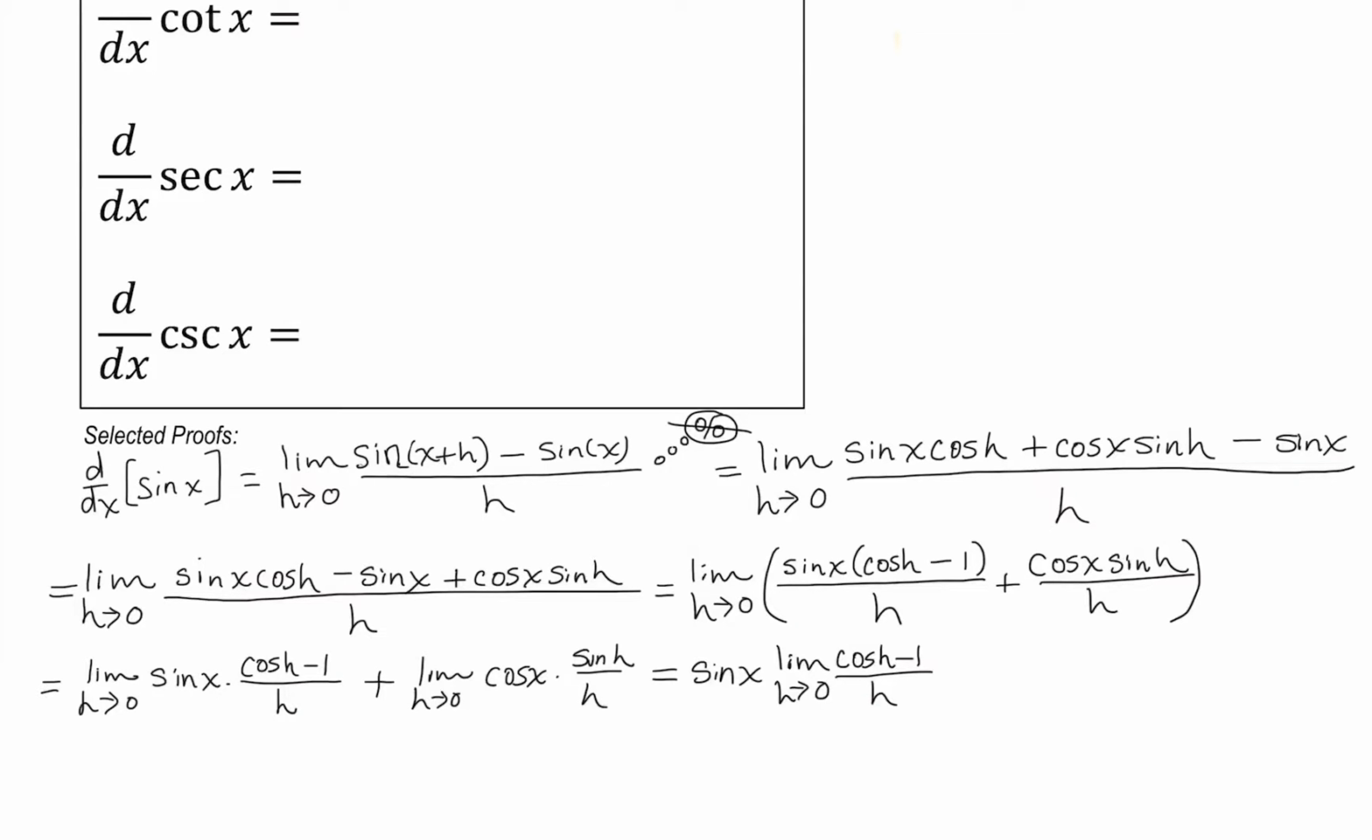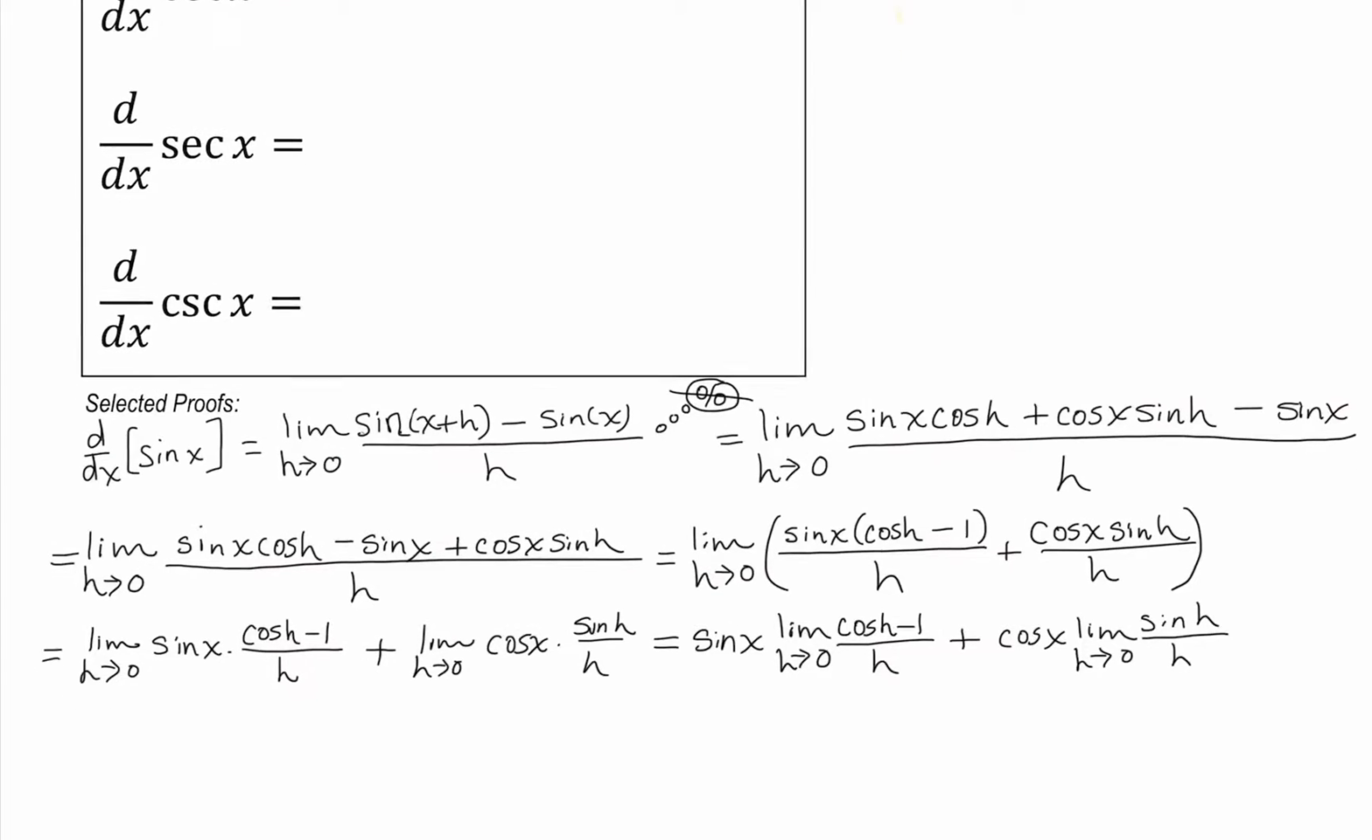So we can maybe just even bring that out in front as a constant multiple. And then the same thing in the second term with the cosine of x. Now hopefully these two limits look familiar. So we proved these in the last chapter.